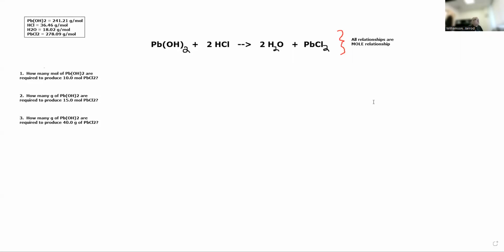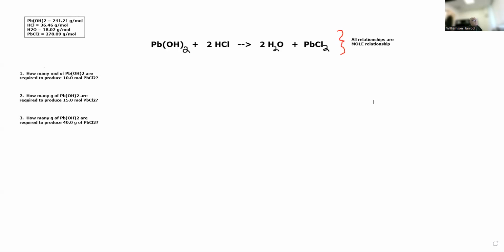I want to solve some stoichiometry problems in a slightly different way than what you're used to. And maybe this alternate way will be easier for you than what's called the dimensional analysis way. And if this way is easier for you, great. If it's not easier for you, then ignore it.